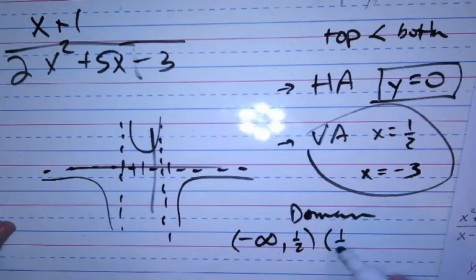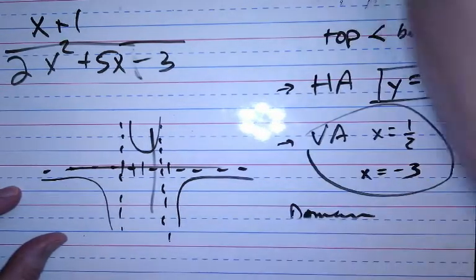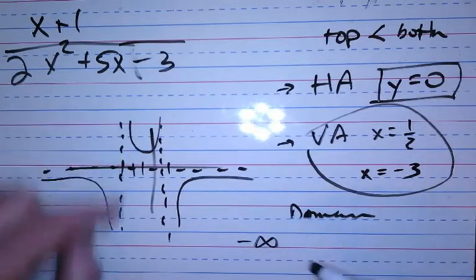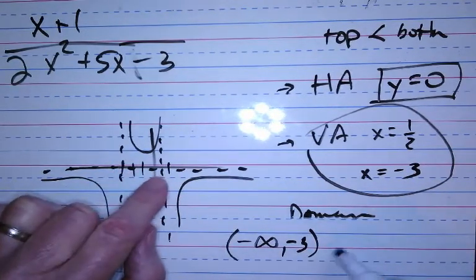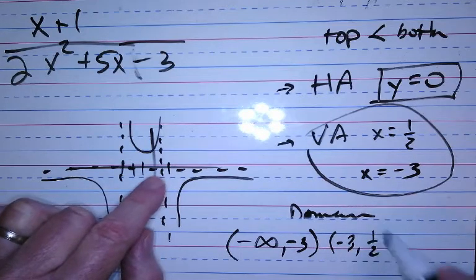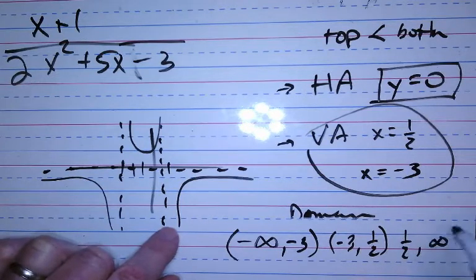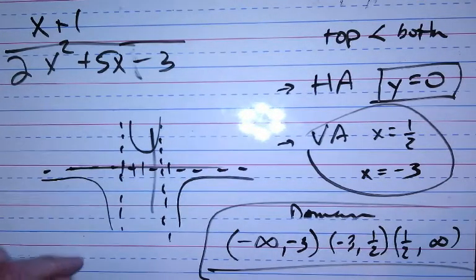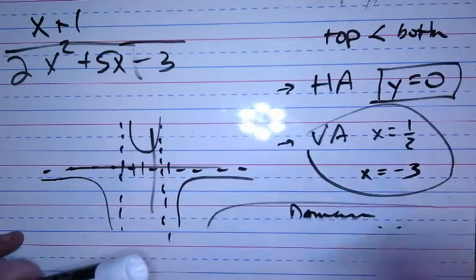Everything in between 1/2 and 3. And then everything at, whoops, I goofed up. Let's start all over. This is negative infinity to the first asymptote at -3, right? Then from -3 to 1/2 is the next asymptote. And then from 1/2 on to infinity, that's the domain. Since there's 3 pictures, there has to be 3 domains. We got it. Let's do another one.